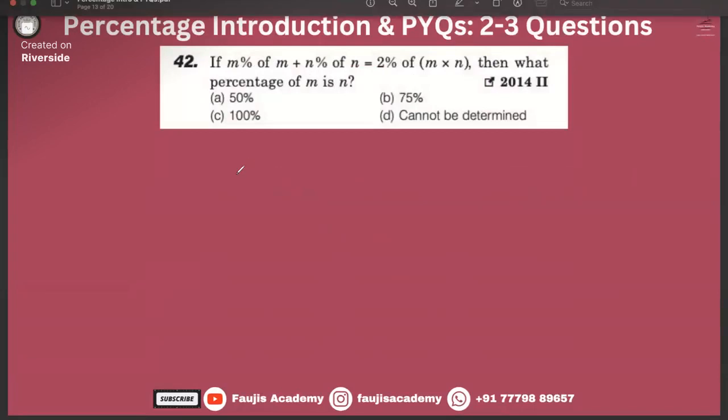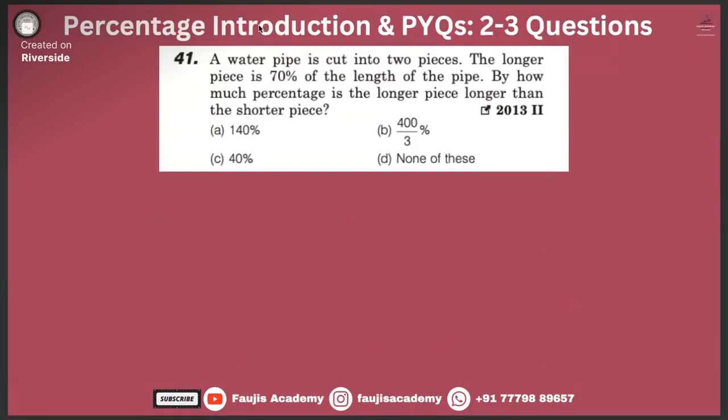Solve this one. We have to compare. Previous question. Yes, previous question. What doubt you have? Tell me. They asked how much longer the long pipe is than the shorter, right? The shorter length is 3. So we have to compare 3 and 7, right? Why did the 4 come in? How much longer it is? What is the difference? Calculate the percentage of the difference.